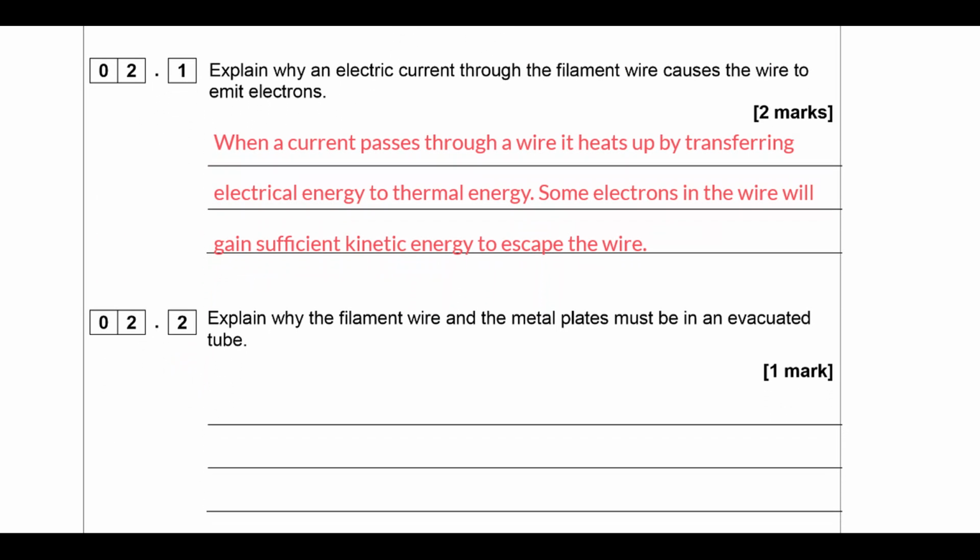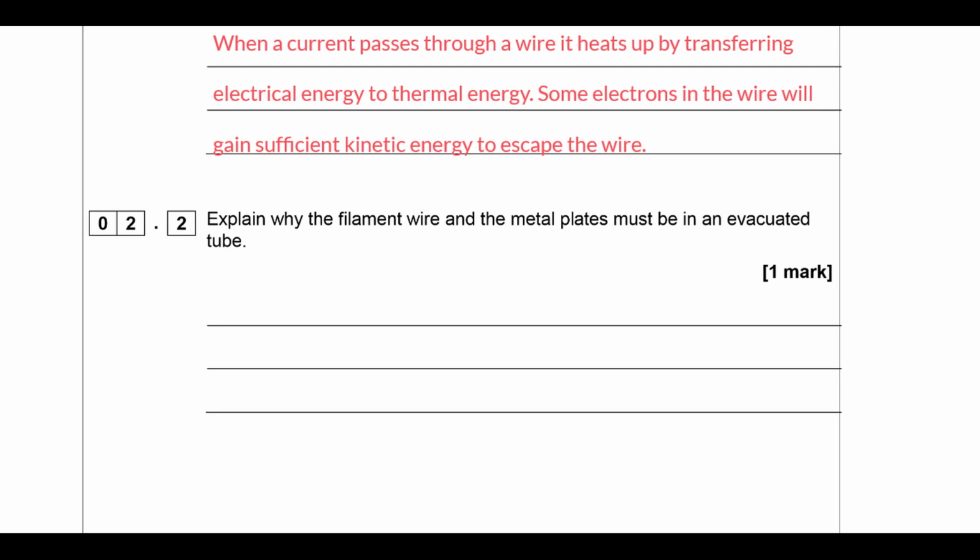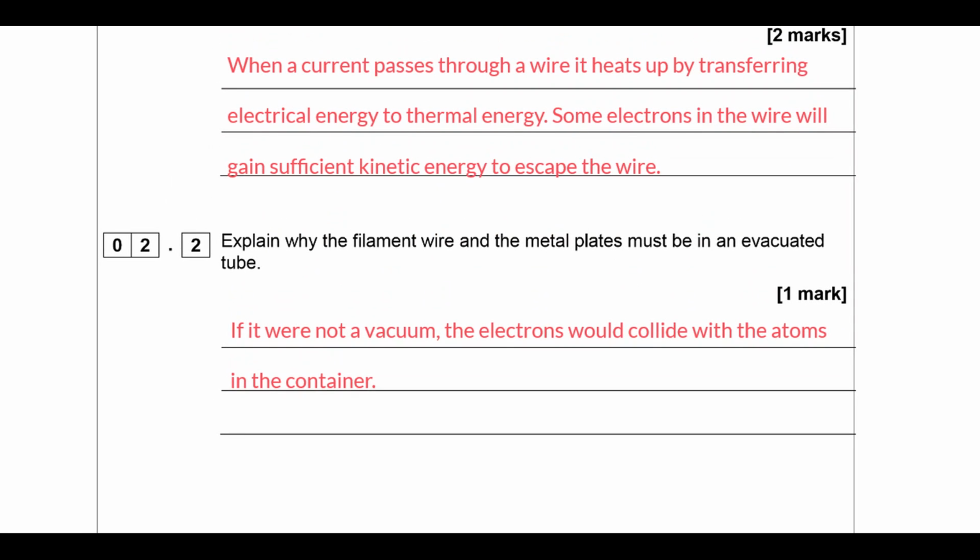So then the next one, explain why the filament wire and the metal plates must be in an evacuated tube. Well, we need the electrons to get to the other end of whatever we're firing at, and they wouldn't if there were lots of atoms in the way. So we need to make sure the electrons don't collide with things, which is why we need a vacuum. That should be fairly intuitive there.